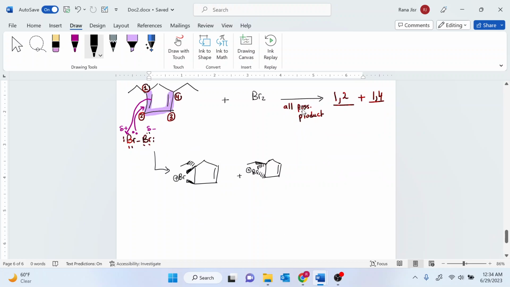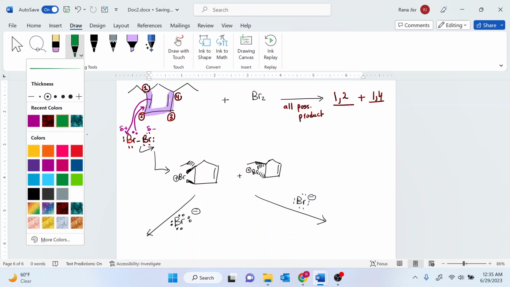Since I'm showing all possible products, I'm going to start with the 1,2 addition. Don't forget that you have a bromide in the solution. So you have your Br minus in the solution, and the Br minus is going to come and attack. And when it attacks, you are going to end up getting either the 1,2 or the 1,4 addition. The attack is going to be based on the mechanism that I am writing over here.